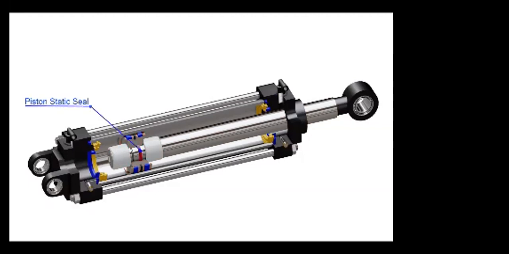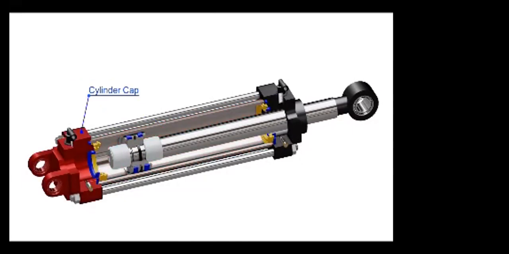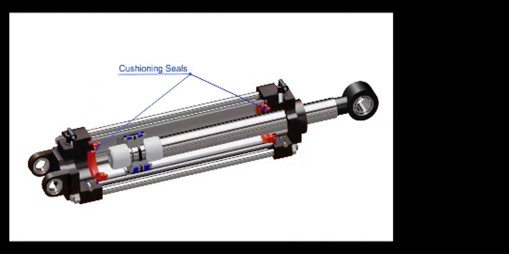A static seal ensures airtight sealing between the piston and rod. Piston guide rings are assembled to prevent metal-to-metal contact of piston and cylinder. Piston seal provides airtight sealing between the cylinder and piston. This whole assembly then goes into a cylindrical bore. This cylinder is generally made up of aluminium or steel. A cylinder cap encloses the cylinder chamber in one end, and the cylinder head encloses the chamber from the other end. Cushioning buffers and seals are installed on respective ends.